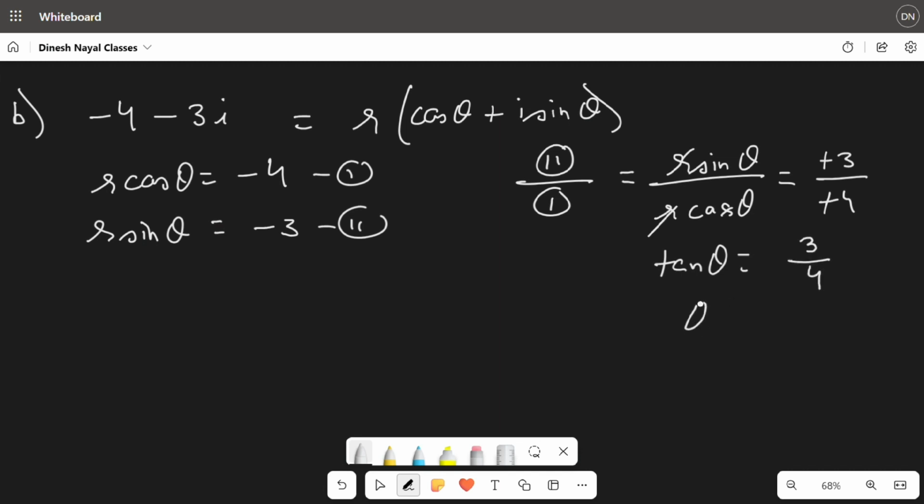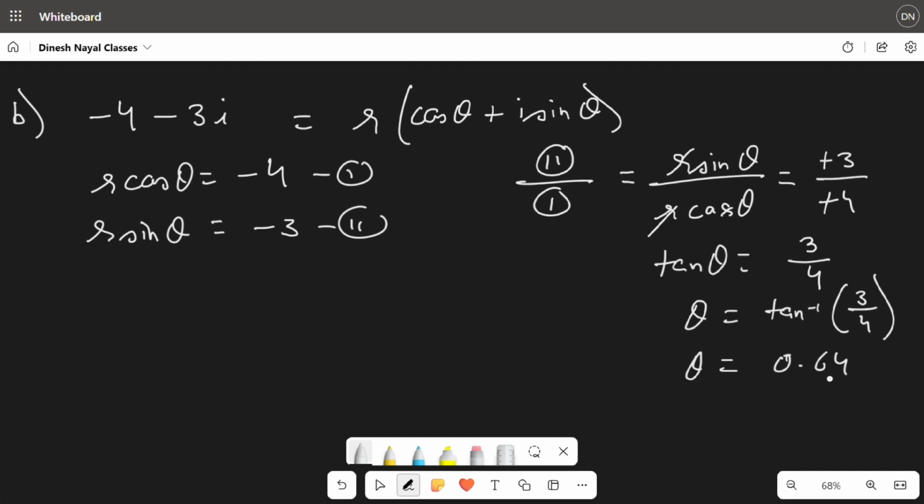Now what is the argument? Theta will be tan inverse 3 by 4. That's the argument. Now substituting tan inverse 3 by 4, I'm writing this in radians. Theta will be 0.64. So this is 0.64 radians.